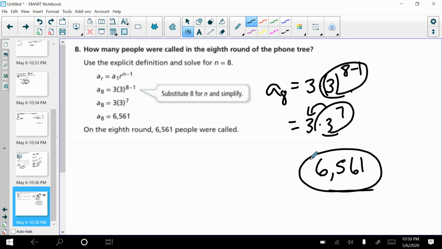All right, so that's geometric sequences. We're going to talk about series. Remember, series is when we take all those numbers in that sequence and we add them all together. All right, so you will have this.